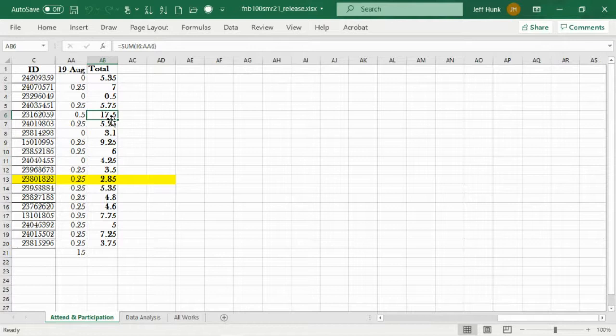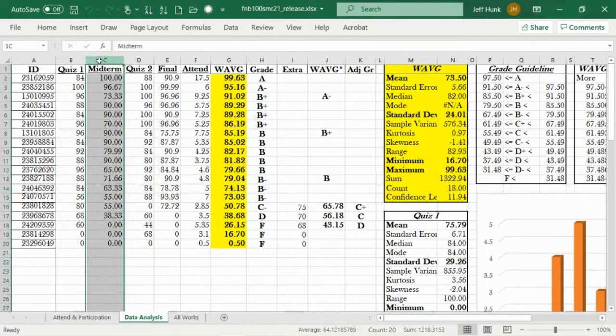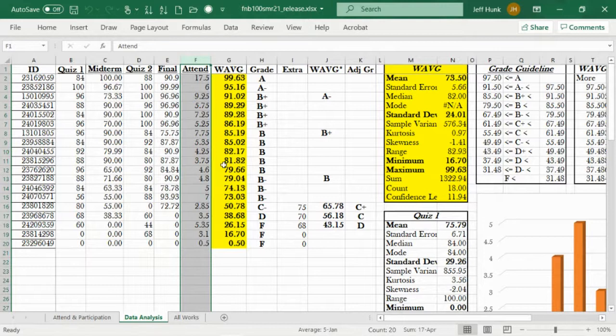And that translates into the way I grade. There are four exams: quiz one, midterm, quiz two, final, and attendance. You may have also read from the syllabus that quiz one and quiz two are 20% each, and midterm and final are 25%. So they all make up 90%, and 10% comes from attendance and participation.